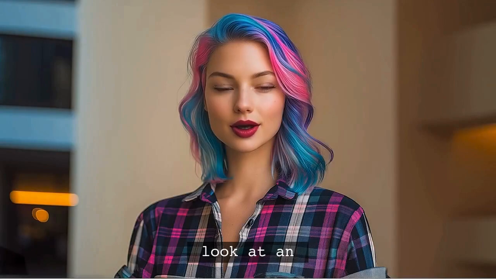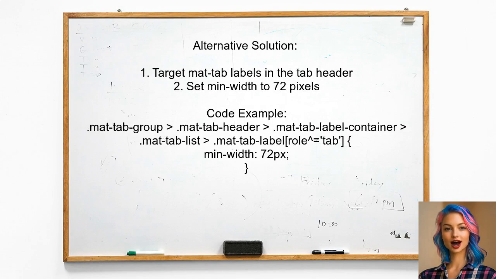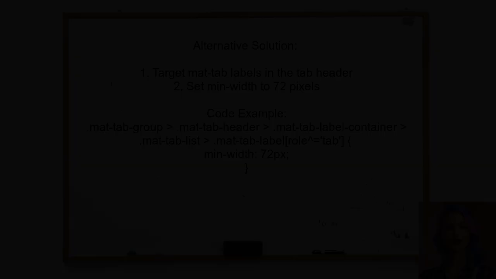Let's take a look at an answer from another user. An alternative solution provided by another user suggests adjusting the CSS selectors for the mat tab component. They recommend targeting the mat tab labels specifically within the tab header. By setting the minimum width to 72 pixels, this approach effectively reduces the tab size.